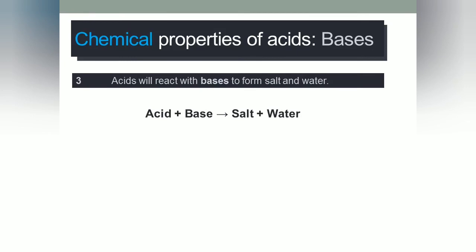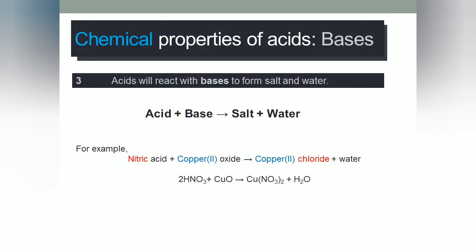Let's take a look at one example. Can you tell me what salt will be formed when we react nitric acid and copper(II) oxide? If you had understood what I have taught previously, you will know the answer is copper(II) nitrate salt and water. And this reaction is a neutralization reaction.